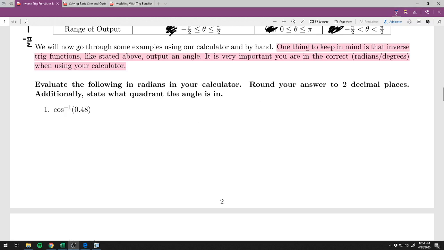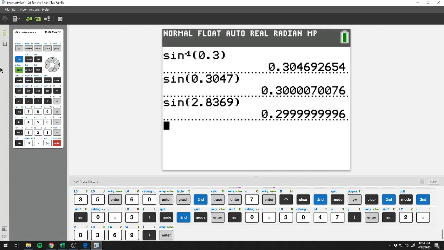All right, so we'll start by just typing this in our calculator, and then we'll talk about the quadrant thing. We want to do cosine inverse of 0.48. It says to do radians. Like I said, it will be in the directions. You just have to pay attention. Cosine inverse of 0.48.